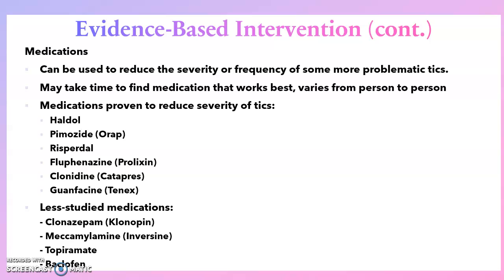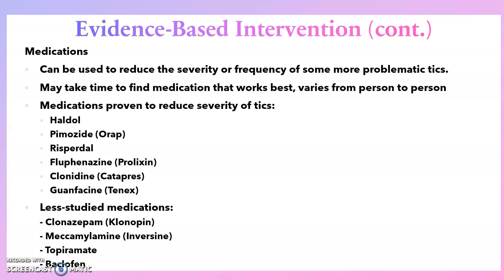Evidence-based interventions continued. Medications can be used to reduce the severity or frequency of some of the more problematic tics people may have. It may take time to find medication that works best. It varies from person to person. Medications have been proven to reduce the severity of tics: Haldol, Pimozide, Risperdal, Prolixin, Clonidine, Tenex. Under that first section are antipsychotic medications.